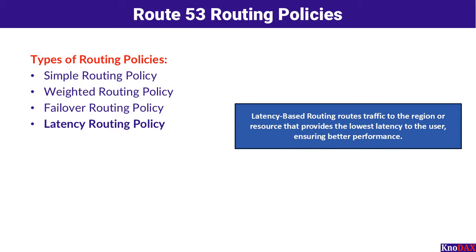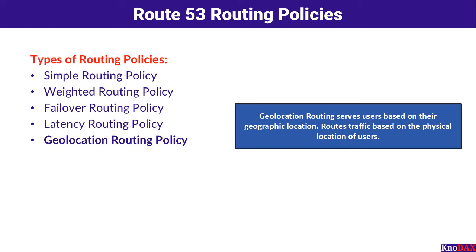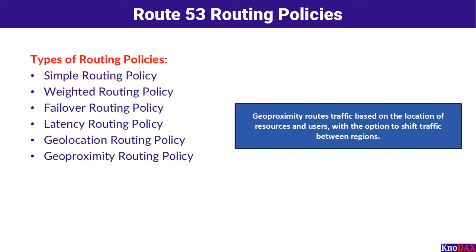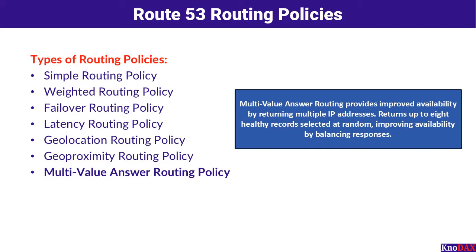one fails. Latency-based routing routes traffic to the region or resource that provides the lowest latency to the user, ensuring better performance. Geolocation routing serves users based on their geographic location, routing traffic based on the physical location of users. Geoproximity routes traffic based on the location of resources and users, with the option to shift traffic between regions. Multivalue answer routing provides improved availability by returning multiple IP addresses. It returns up to 8 healthy records selected at random, improving availability by balancing responses.